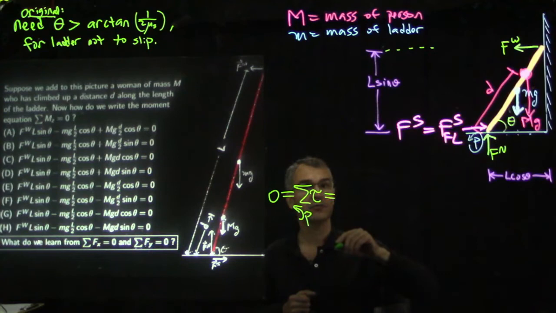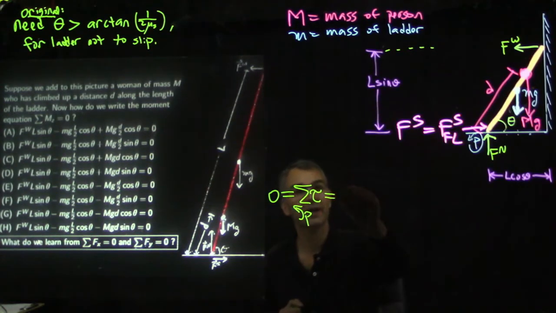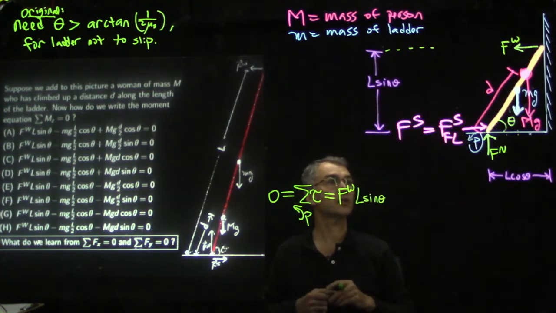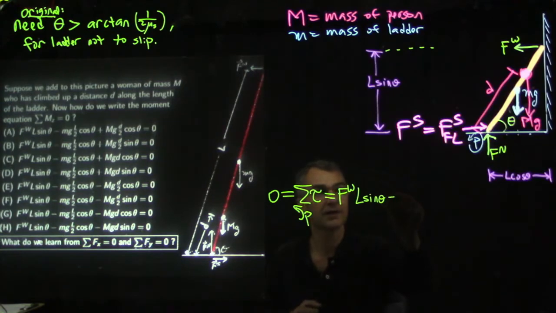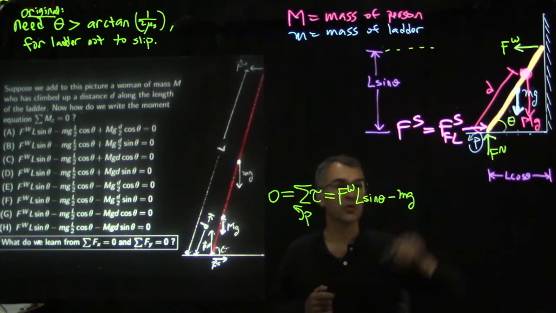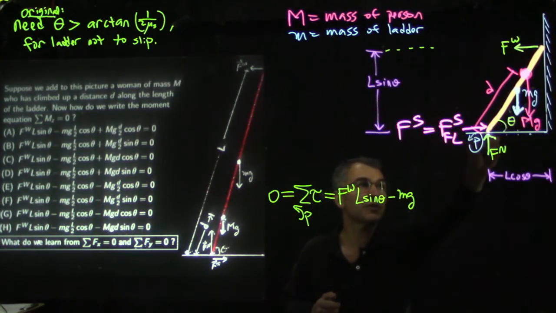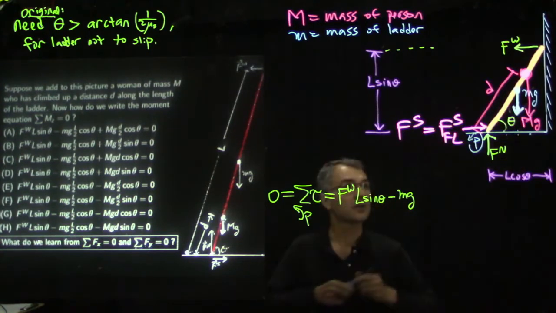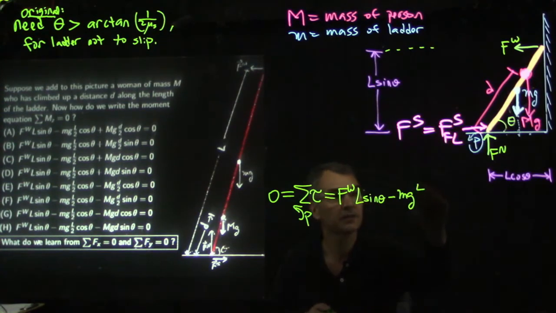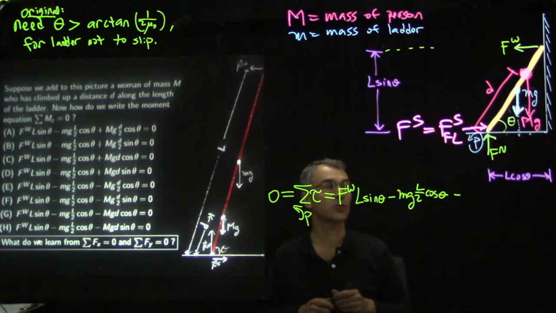We want counterclockwise minus clockwise. Counterclockwise we have f wall times the length of the ladder times sine theta. That's the only counterclockwise torque. Then clockwise we have the weight of the ladder. So the force exerted by the wall on the ladder was horizontal, so we wanted the vertical distance from the pivot. The weight of the ladder is a vertical force. We want the horizontal distance from the pivot to the line of action of the weight of the ladder. So if we extend this down to here, we want, as we did a moment ago, L over 2 cosine theta. Now we have one additional torque due to the weight of the person.